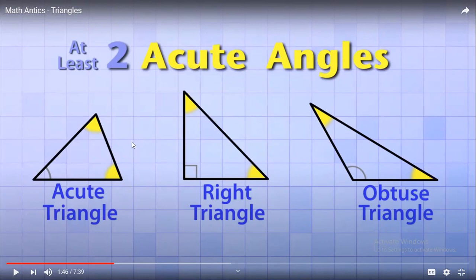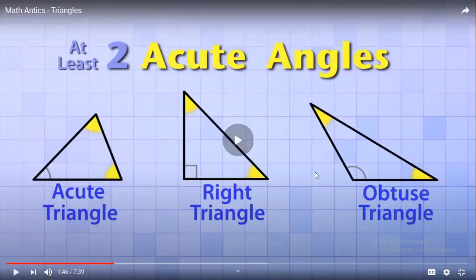Now we have the types of triangle by angles: acute triangle, right triangle, obtuse triangle. Acute triangle: all angles are acute, less than 90. A right triangle has only one right angle, a square corner like this, and the other angles are acute. Obtuse triangle means I have one angle greater than 90, an obtuse angle, and the other angles are acute.